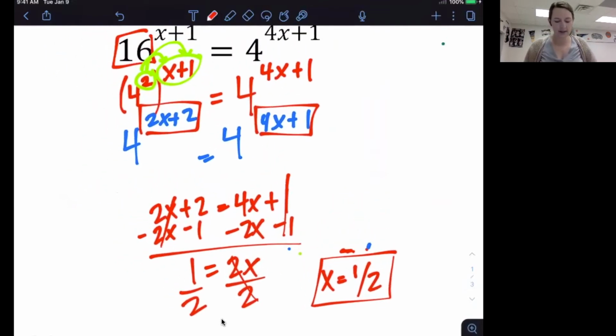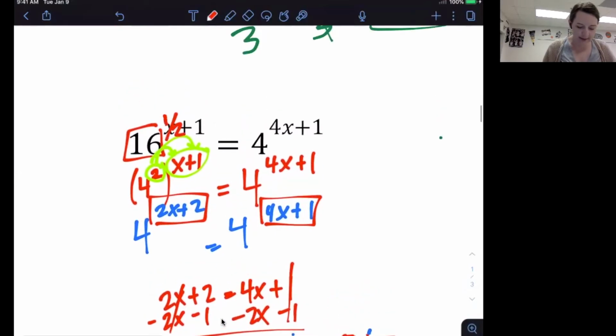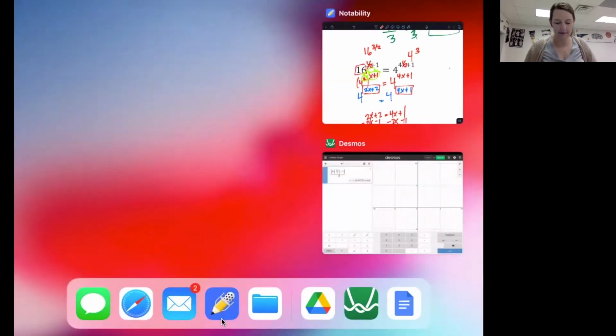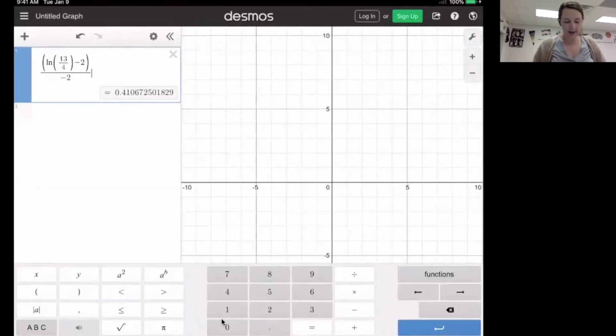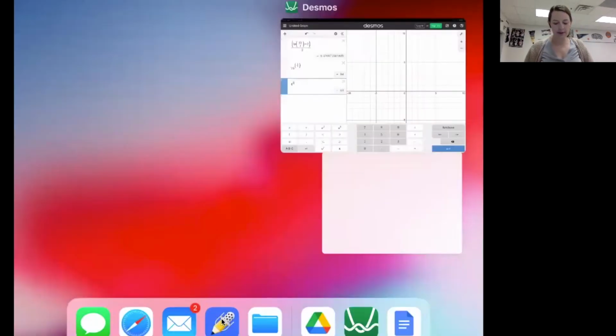If I go back up to the top and plug that in, if I have a 1/2 here, I get 16 to the 3/2 power. If I have a 1/2 here, 4 times 1/2 is 2. So I get 4 to the 3rd power. So 16 to the 3/2 and 4 to the 3rd. If I type that into my calculator, 16 raised to the 3/2 power is equal to 64. 4 raised to the 3rd power is also 64. So we get an equivalent statement.